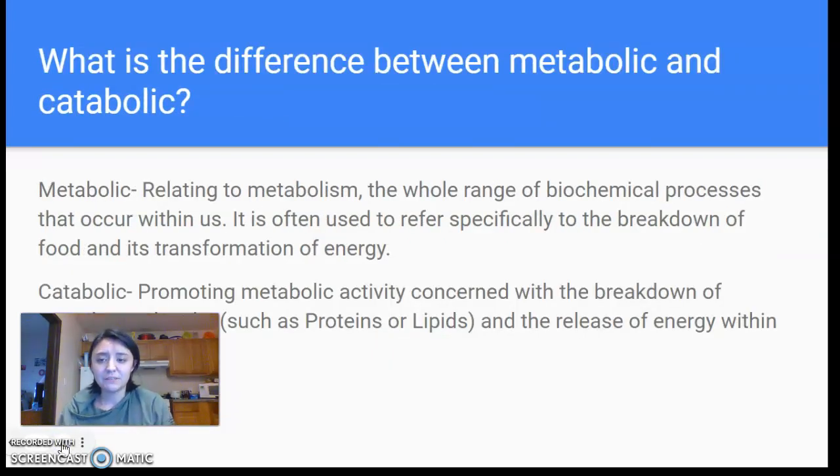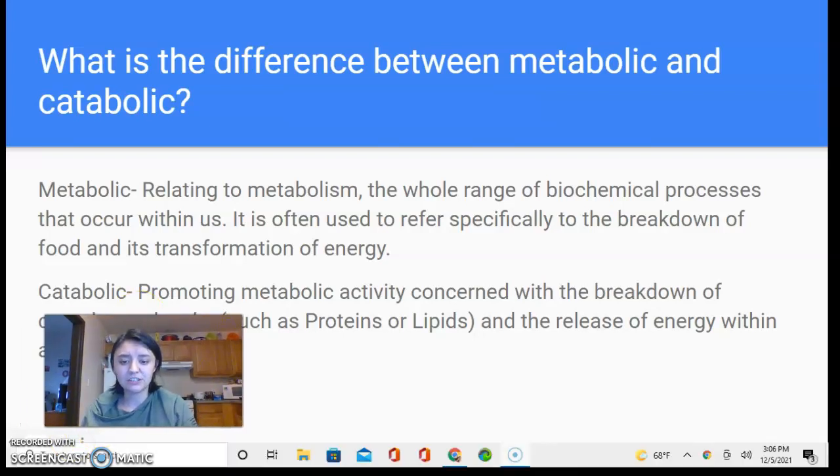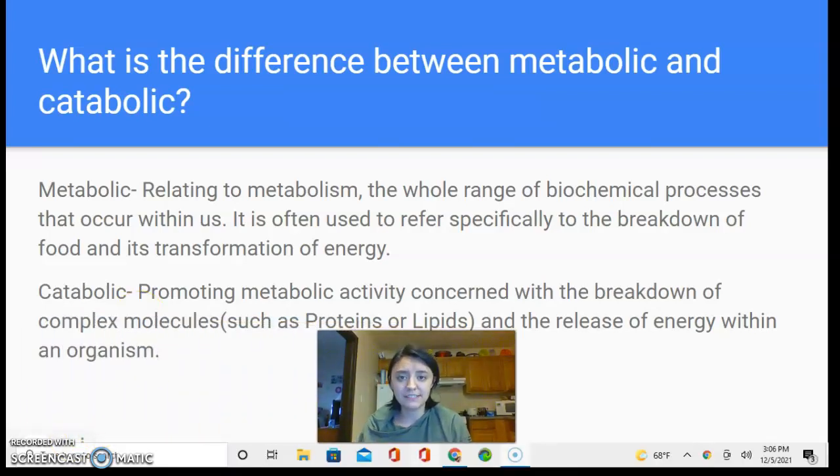So what is the difference between metabolic and catabolic? We are going to be talking about how photosynthesis and cellular respiration may or may not be metabolic or catabolic. So in order to find out, we need to find out what these two mean. Metabolic is basically relating to the metabolism, right? So when we eat a burrito, our metabolism breaks down that food for energy, and that's exactly what this is referring to. It's a whole range of biochemical processes that break down the food for energy.